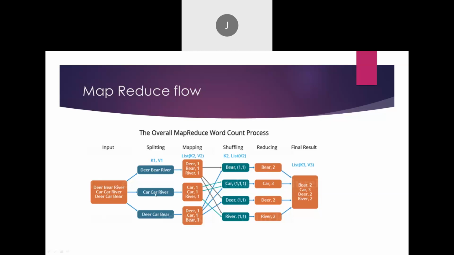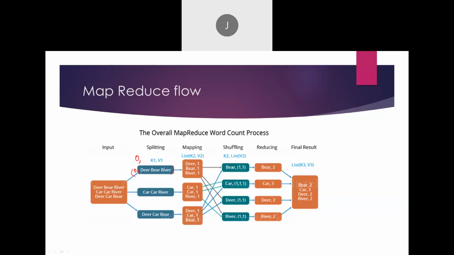In this, the input is, for example, from a text file. I have taken this from the internet for better understanding. Deer, deer, river, car: each one you can think of as a single line. The split happens for each line, and the key for the split, as I told you, although it is not written here, is the offset. The first line starts with zero offset, and the complete line itself is the value, so zero comma the line.